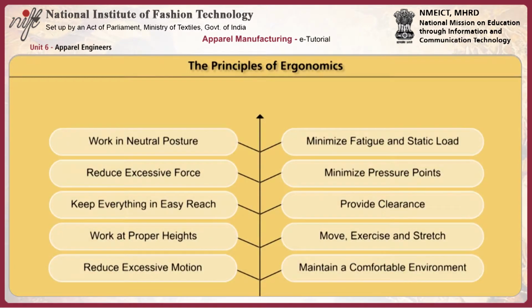The field of physical ergonomics can be summarized in a series of principles that can be applied at work, at home or at any place. The principles are stated as follows. Work in neutral posture, reduce excessive force, keep everything in easy reach, work at proper height, reduce excessive motion, minimize fatigue and static load, minimize pressure points, provide clearance, move, exercise and stretch, maintain a comfortable environment.